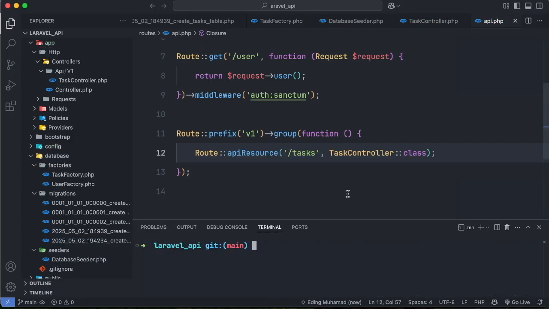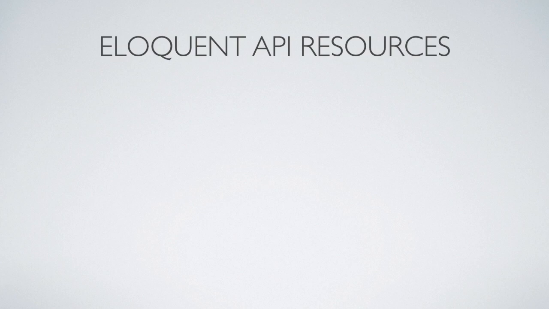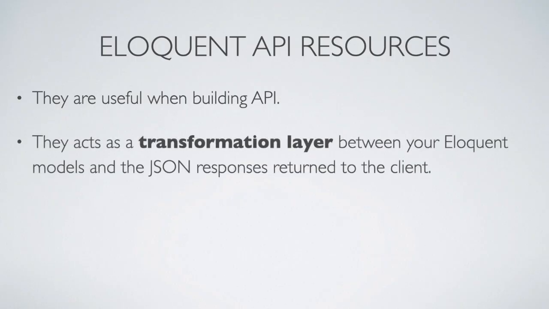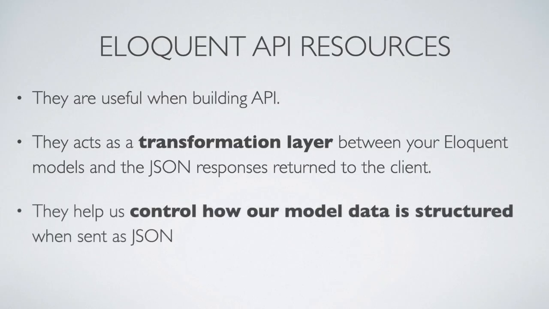In this video, we're gonna learn about Eloquent API Resources. As the name suggests, Eloquent API Resources are especially useful when building APIs. They act as a transformation layer between your Eloquent models and the JSON responses returned to the client. In simple terms, they help us control how our model data is structured when sent as JSON. This gives us full flexibility to expose only the data we want and in the format we prefer.